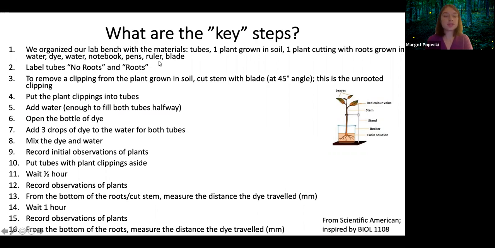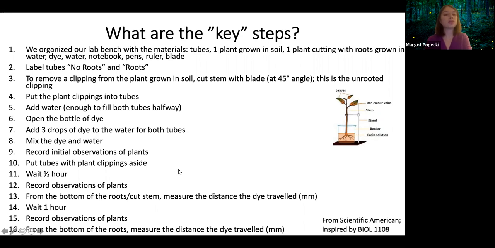So this series of steps is inspired by a Biology 1108 lab. And so each step might be something that a student would do while conducting their experiment. And so imagine they wrote this down in their lab notebook and then are interested in writing up a report, like the methods section. Well, what steps would they want to focus on? So we looked over these steps and then we tried to identify what the key steps were.